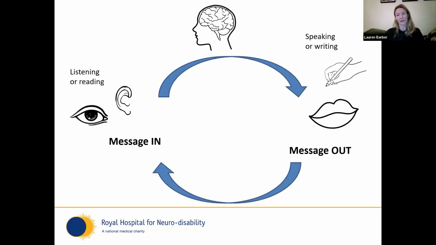So communication is like an exchange of messages. It could be the way that you express yourself, and this can be through speaking or writing. So these are messages that you're putting out, or it can be how you understand messages. And this is messages that you're receiving, and you do that through listening or reading. And we'll have a look into much more detail about all the different modes of communication that this covers.